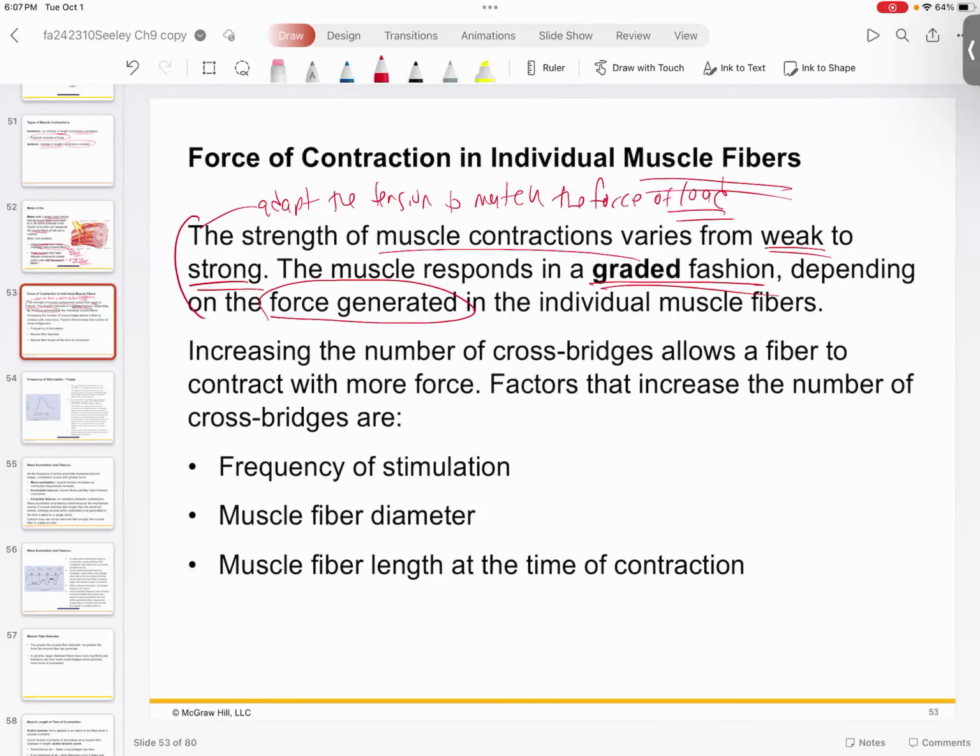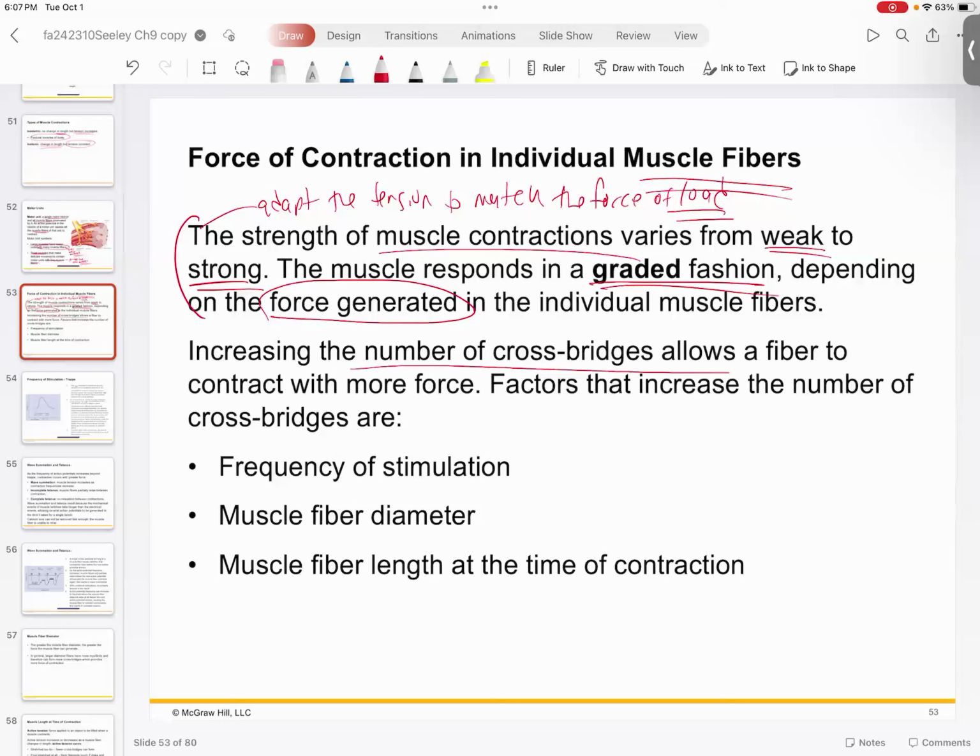The heavier it is, the stronger you can contract. The lighter it is, the lighter you can contract. Okay, so that's kind of an important thing. And so ultimately, if you need an attenuated type of contraction, the attenuation gets down to the number of cross bridges that you create.